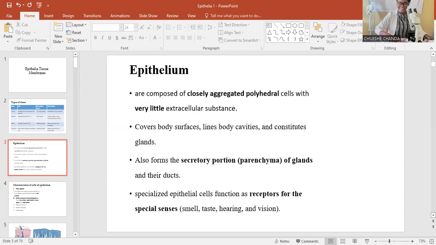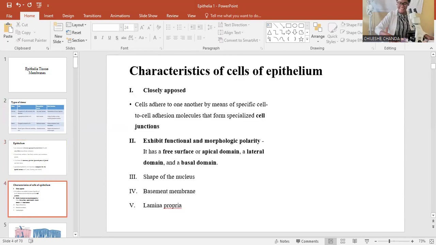So in epithelial tissue, we looked at epithelial tissue last time. We talked about the main characteristics of epithelial tissue. We said that the cells are closely opposed. We said that they exhibit polarity. We talked about the shape of the nucleus being in relation to the type of cells of that particular epithelial tissue.